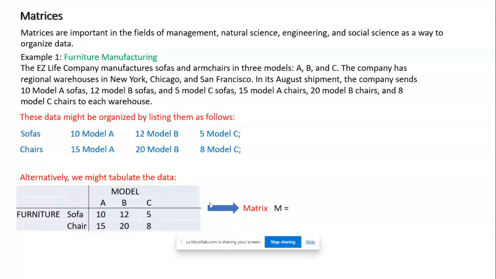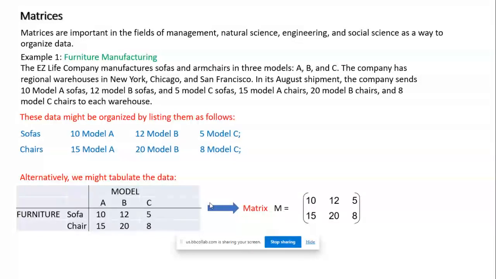First, I'm going to go into detail on how we label matrices, but in this particular example, straight off the bat, I'm going to call this matrix M. Matrix M has a first row for the sofas, which are 10, 12, and 5. Then I have a second row dealing with the numbers of the chairs: 15, 20, and 8.